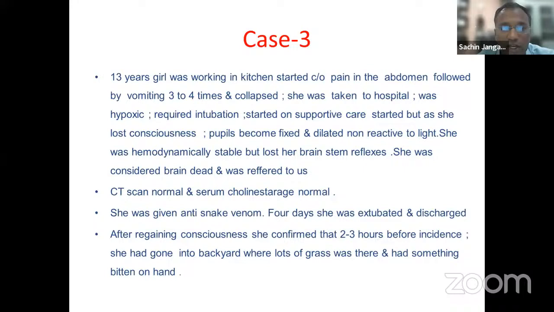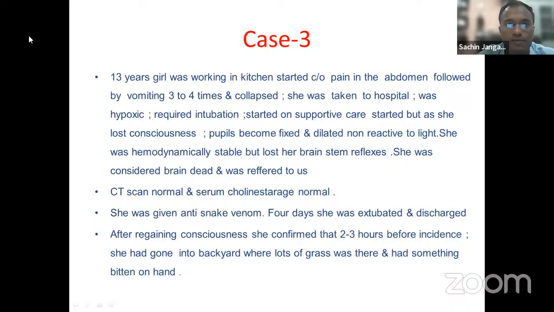After regaining consciousness, she confirmed that 2-3 hours before the incident, she had gone into the backyard where there was lots of grass and something had bitten her on the hand. But that bite mark was not present when she was brought to us. So this was clearly like a krait bite, and this girl was mistakenly taken as a comatose child. Actually, she was a neuroparalytic snake bite.